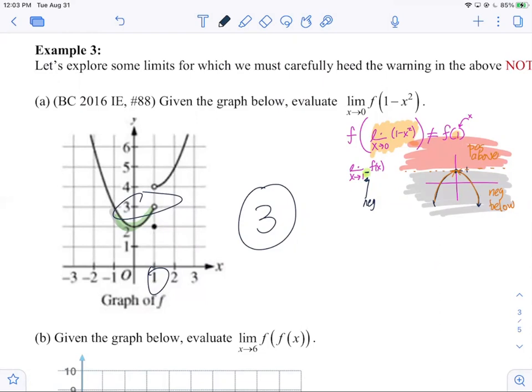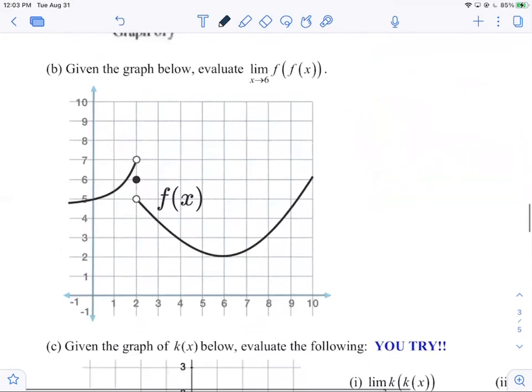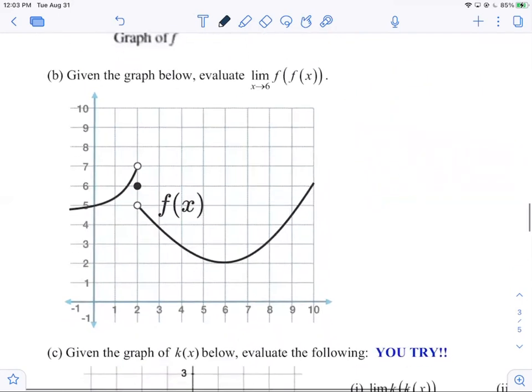And notice if you just called it f of 1, like I said, don't do it, that would be 2, and that's an answer choice as well. Okay, so having said that, go ahead and do this one on your own. It says you try this part C, but y'all are ready to try part B.